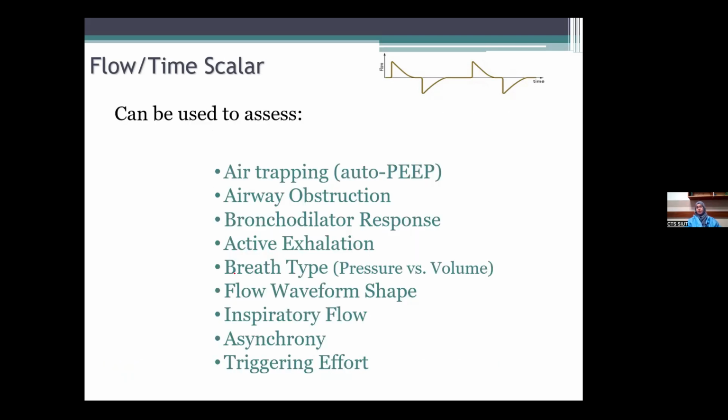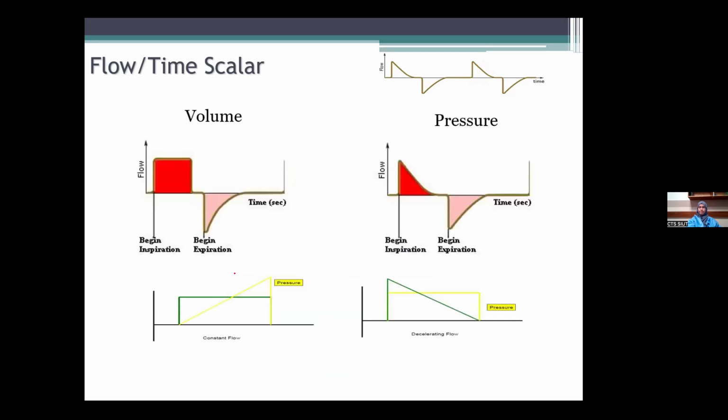So it can also help us in identifying the air trapping, the airway obstruction, the bronchodilator responses, breath types, flow volume, flow waveform shapes, inspiratory flows, asynchrony, triggering effort of the patient.